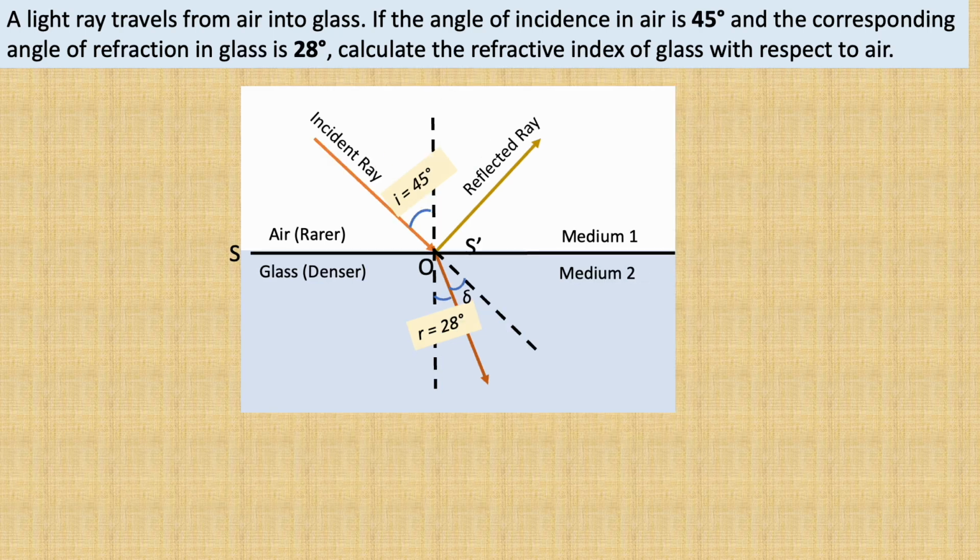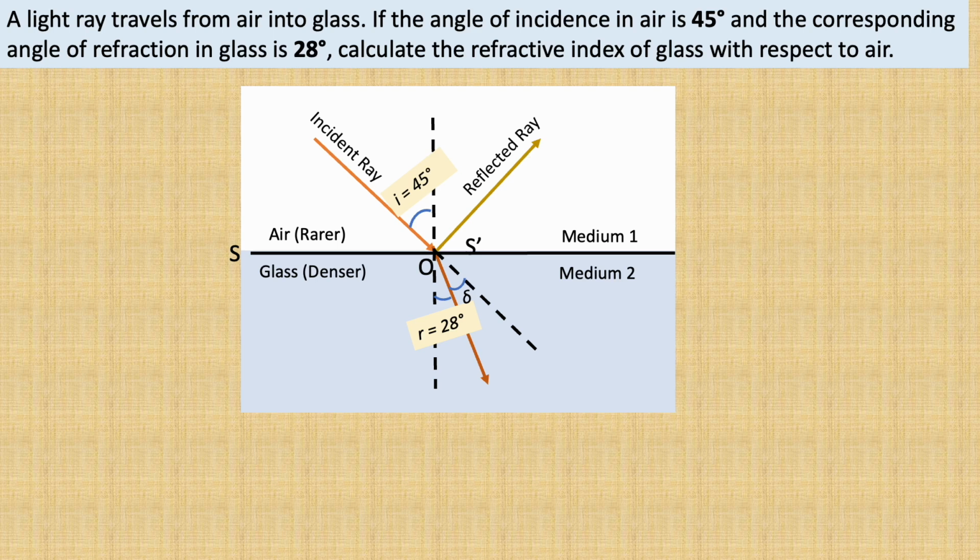Let's solve another example. A light ray travels from air into glass. If the angle of incidence in air is 45 degrees and the corresponding angle of refraction in glass is 28 degrees, calculate the refractive index of glass with respect to air. This is similar to the previous problem. Only the values have been changed.